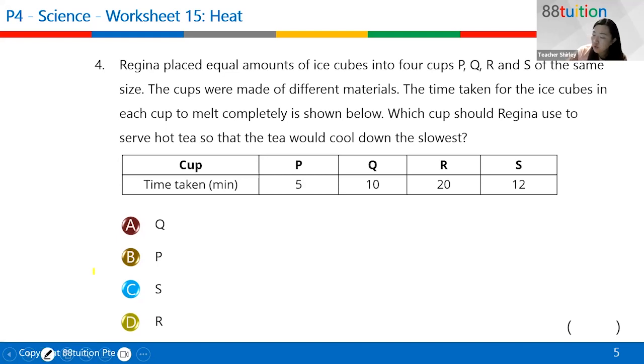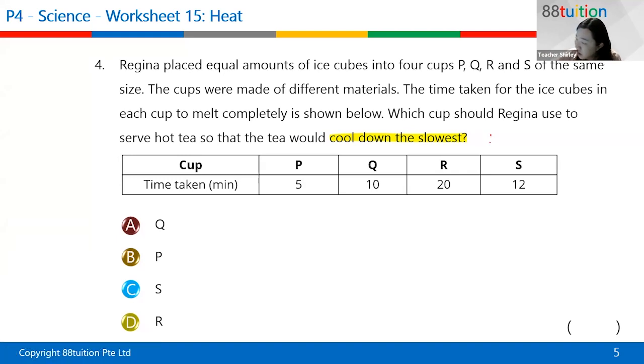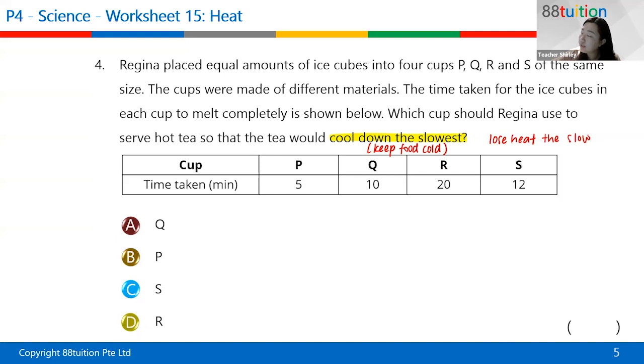Now, whenever you want something to cool down the slowest, or you don't want it to lose heat, basically you want to keep food cold. This one means you want it to cool down the slowest, means you want to keep the food as cold as possible, right? You don't want it to lose heat. Okay, you don't want it to lose heat the slowest as well. So that is making sure that you are keeping your food hot.